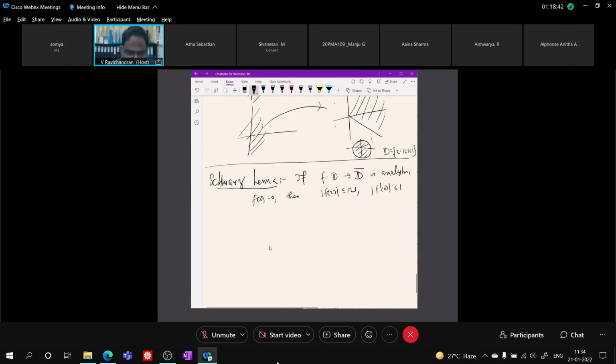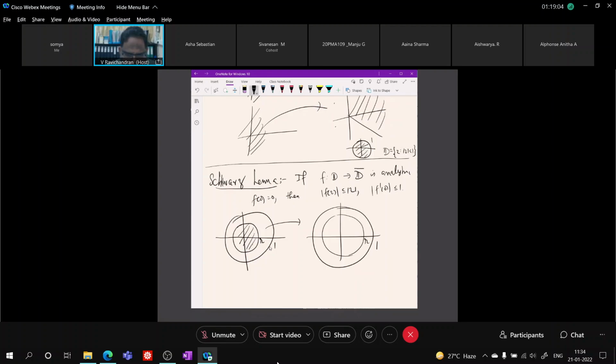This is the very popular Schwarz lemma, and let us see what it says before we proceed. You have a unit disk of radius 1, and it is going to the unit disk of radius 1 again. So suppose you take a disk of radius r inside, then what will happen?